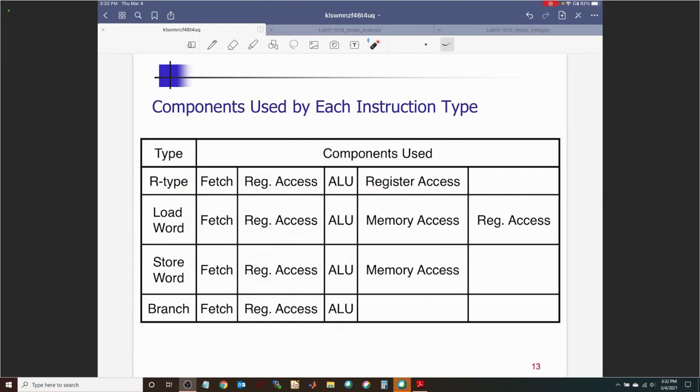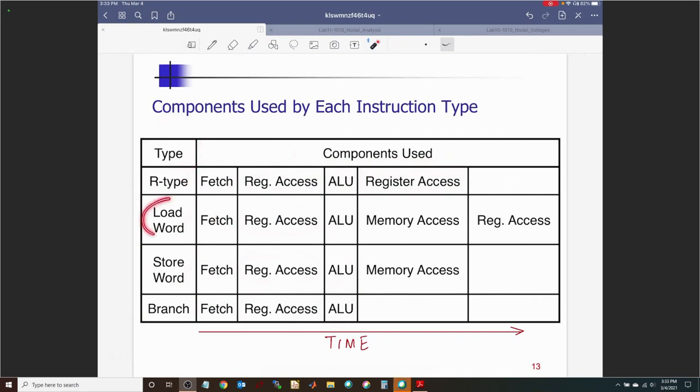After that, the result of your R-type instruction, say add, you would need to write back to the register file. So you need to access the register again at the end. You can think of this as increasing time. You're first doing this, then this, then this, then this. But as soon as you write to the register file, the R-type instruction is done.